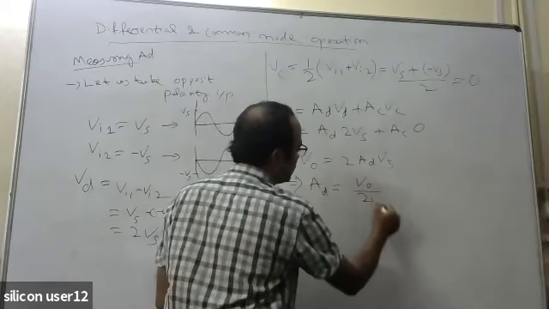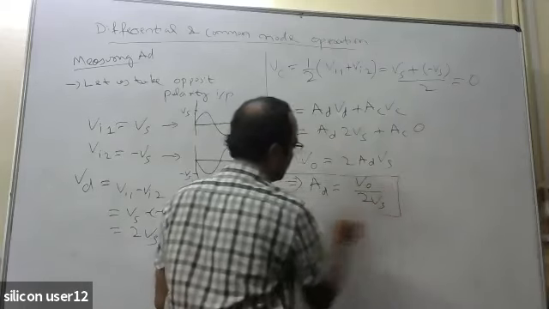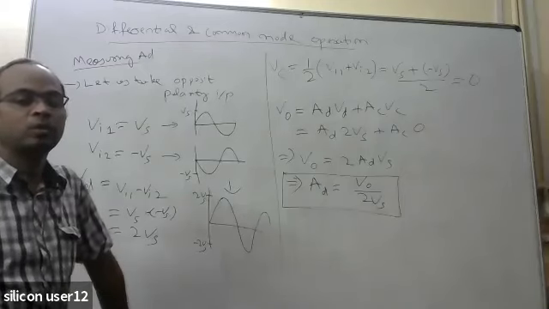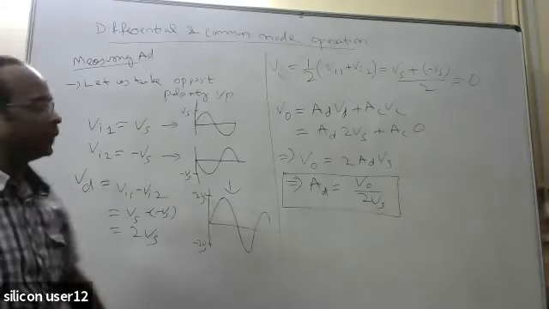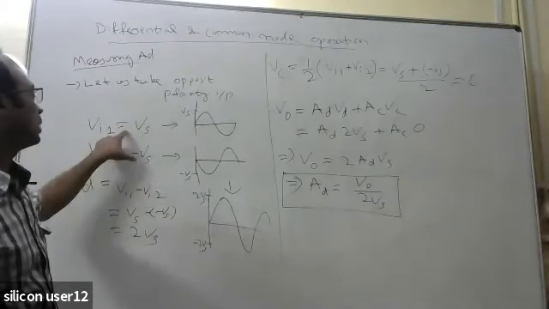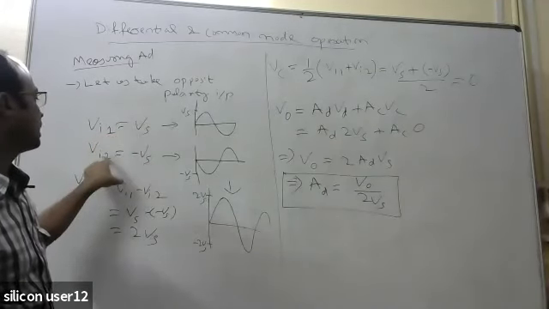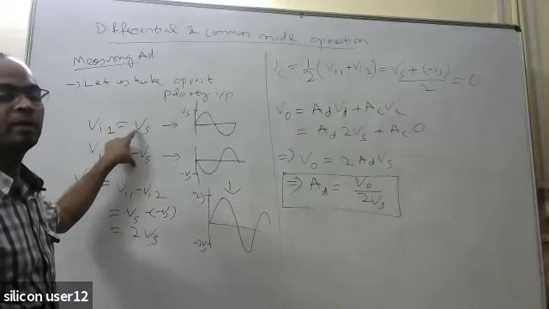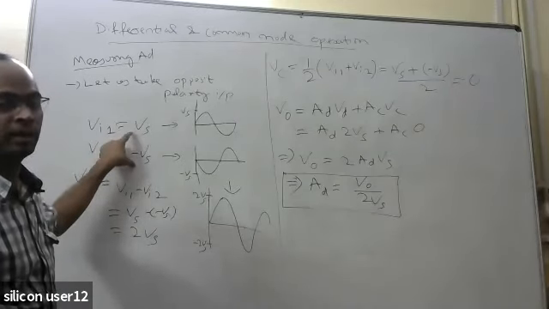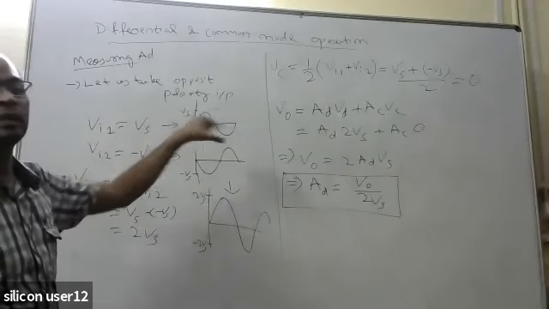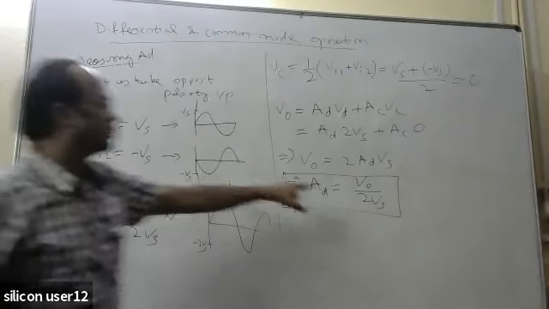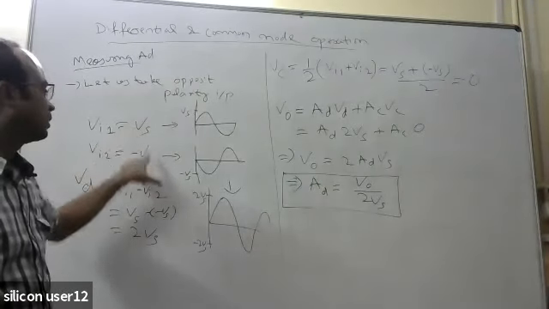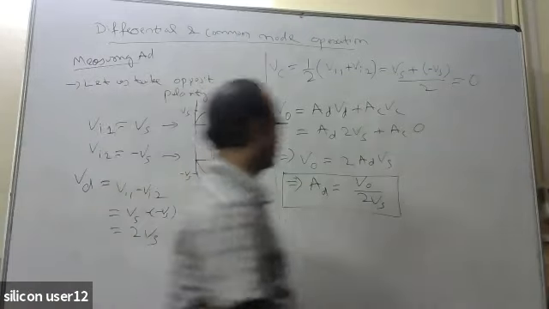This implies my AD equals V0 by 2 Vs. So if you want to calculate AD, the differential gain of an op-amp, what we have to do is apply Vi1 equal to Vs and Vi2 equal to minus Vs. That means two completely opposite signals you apply to the plus and minus terminals. And you calculate how much is the net output V0. Then, knowing how much Vs you had applied, just divide them, and that will be your AD.